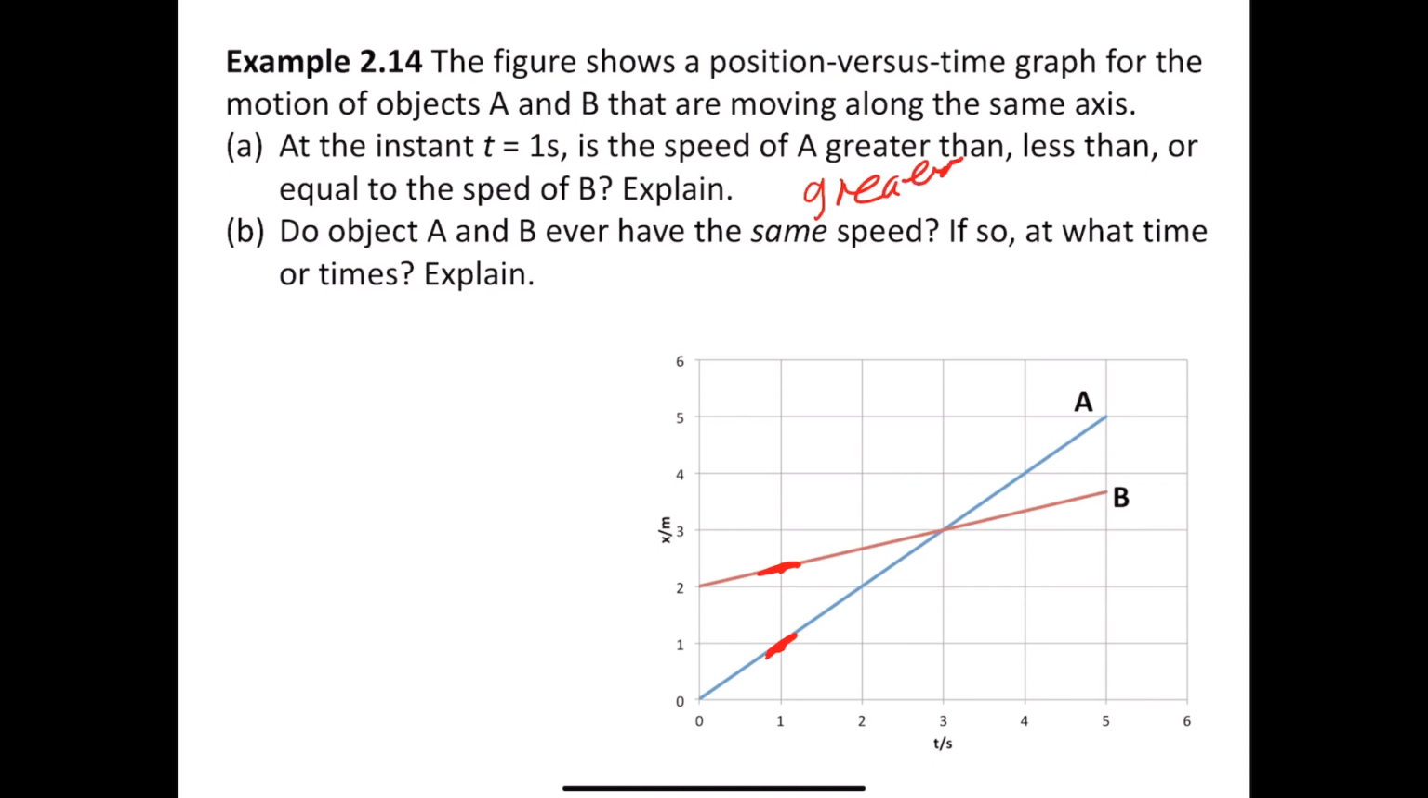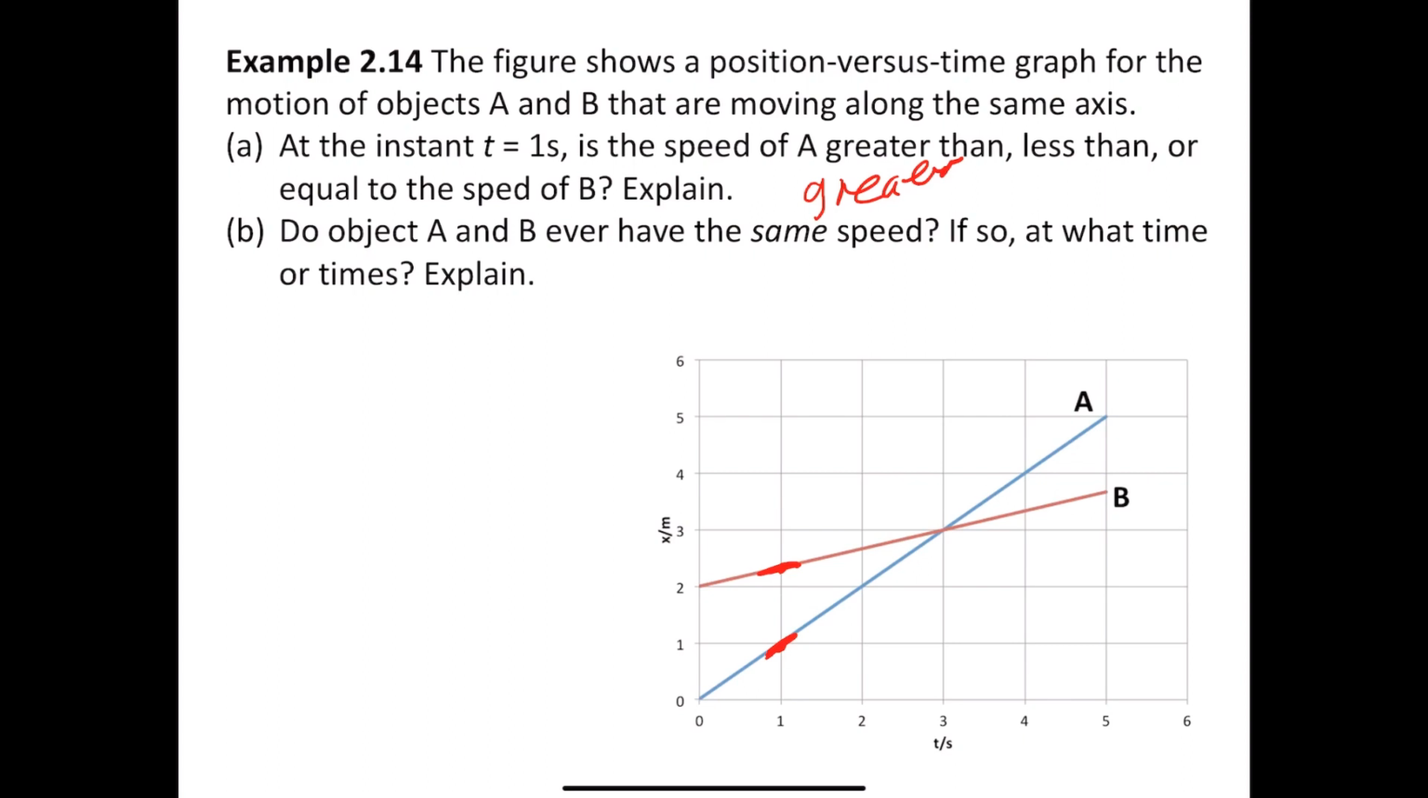Do objects A and B ever have the same speed? Speed. What does speed mean? The slope of this graph. Do they have the same slope? No. This is distance versus t. All the way, can you see they never have the same slope? Are they equal? No. So their slopes are never equal. It means their velocities are never equal. Make sense now? Now you see the wording.